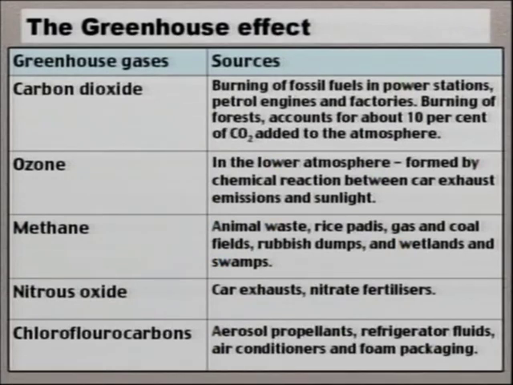Another greenhouse gas, the nitrous oxides, mainly from car exhaust and nitrate fertilizers. Then we also have the CFCs, or the chlorofluorocarbons, and that's where we have sources from aerosol propellants, refrigerator fluids, air conditioners, and foam packaging. Those are some of the sources as well as the main greenhouse gases.